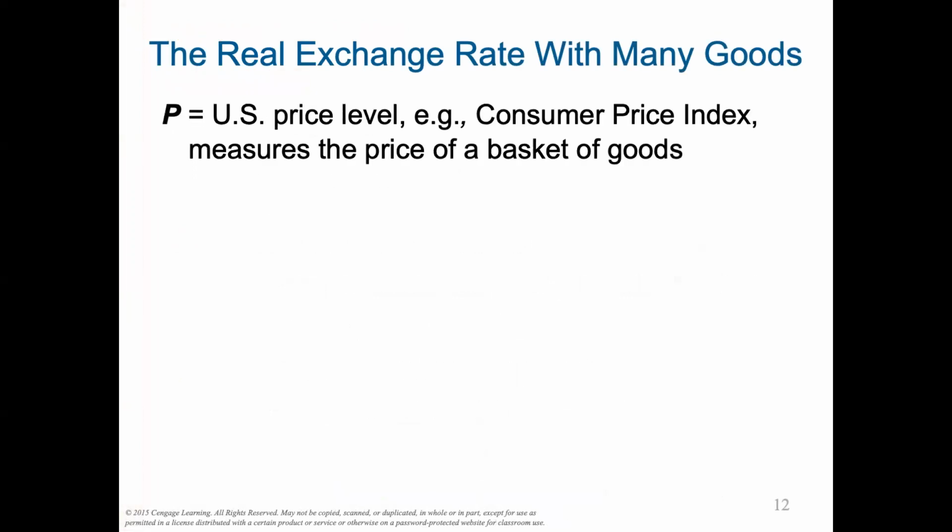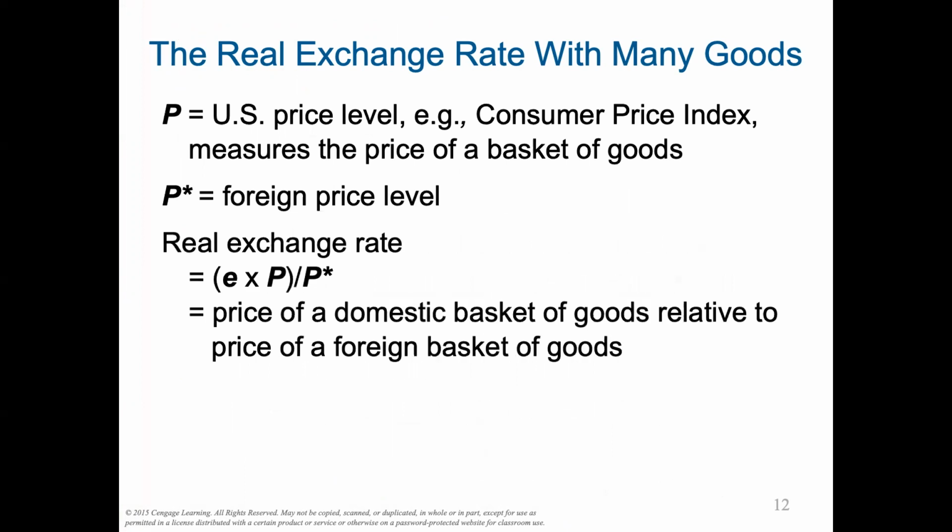So how do we do this across many goods? Well, instead of taking the price of a latte, we take the price of all of our products, which in the United States is the Consumer Price Index. And then for the foreign level, we take the foreign price level, which of course would be their equivalent of the Consumer Price Index. And we calculate it exactly the same. So what we're doing is taking E, the exchange rate, times P, our consumer price index, and dividing it by the consumer price index equivalent in a foreign country. The price of the domestic goods relative to the price of the foreign goods is what we end up with.